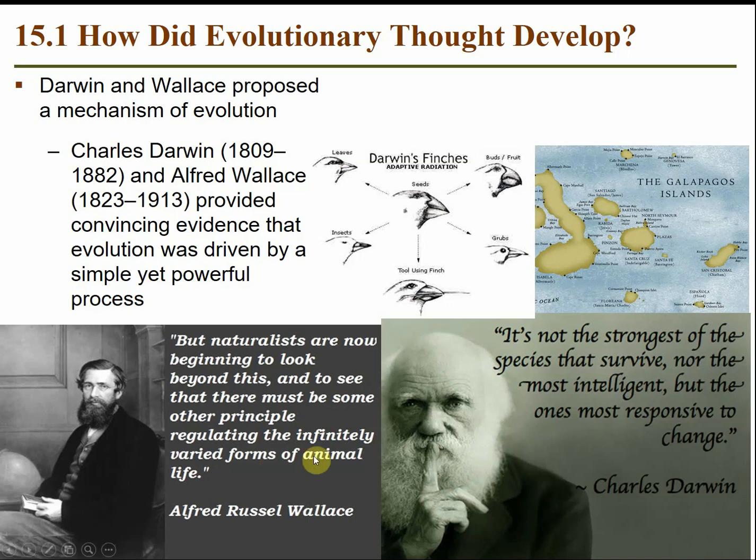So we already knew that life was much more diverse than we ever thought possible. So naturalists started to wonder that there may be some other principle, some kind of force behind this diversity that we've seen. And then Darwin is quoted as saying it's not the strongest of the species that survive, nor the most intelligent, but the one most responsive to change. So the better you can adapt to your environment, the better off you're going to be, the more you're going to survive.